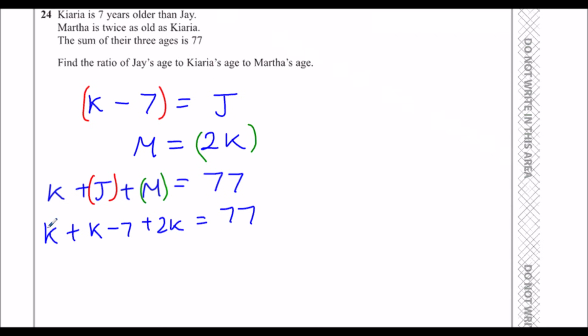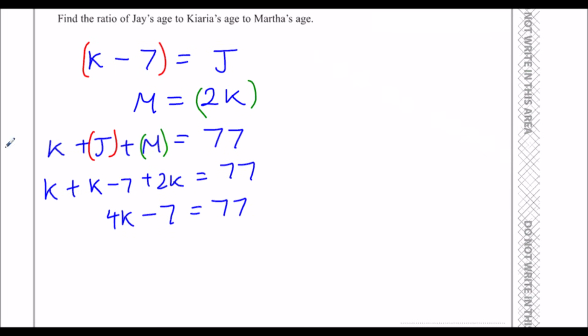So we're going to simplify this. K plus 2K, that's 4K, take away 7 equals 77. Now we're solving an equation.